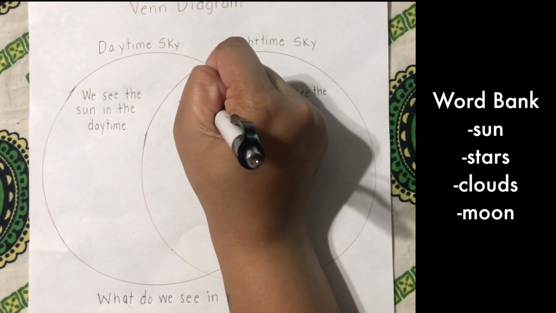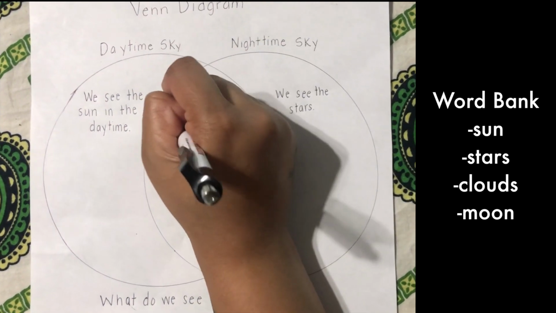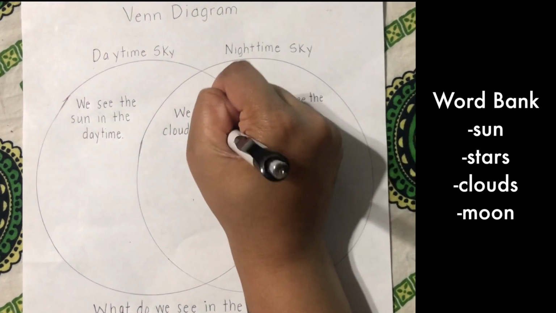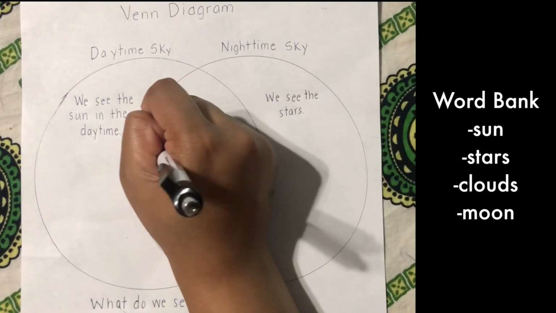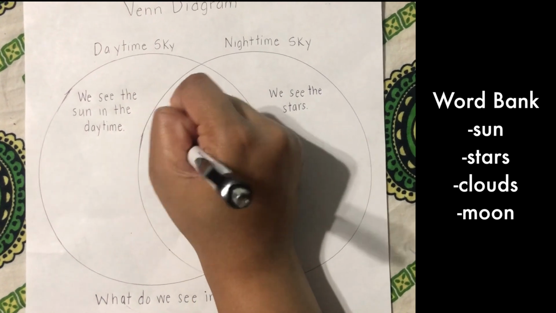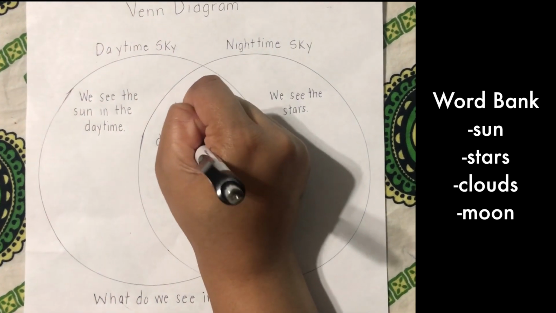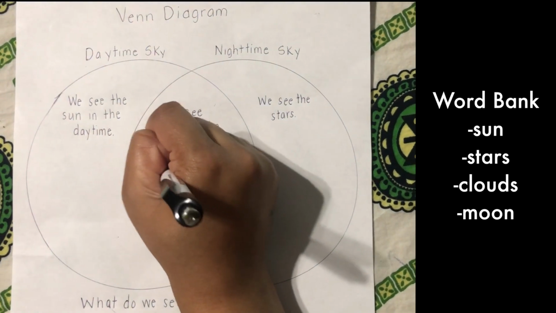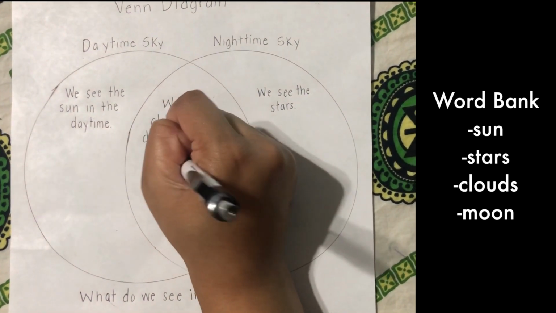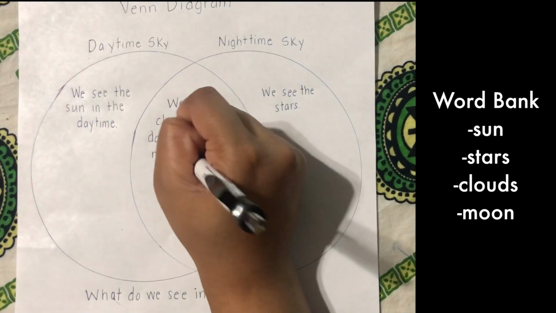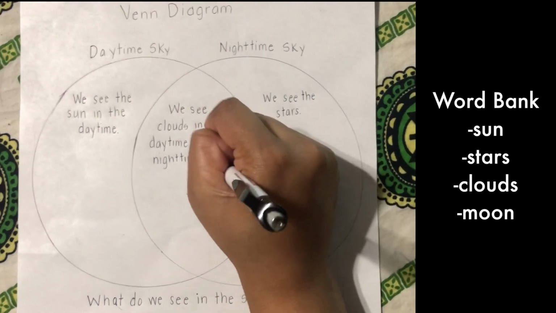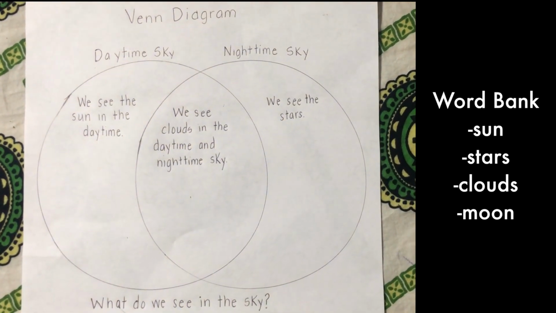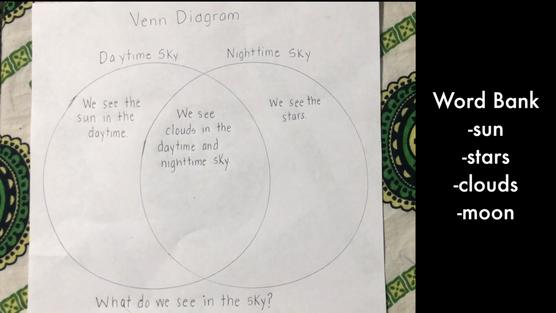We see clouds in the daytime and nighttime sky. If you're with me so far, say check. All right, if we look at our word bank, we have one more to go.